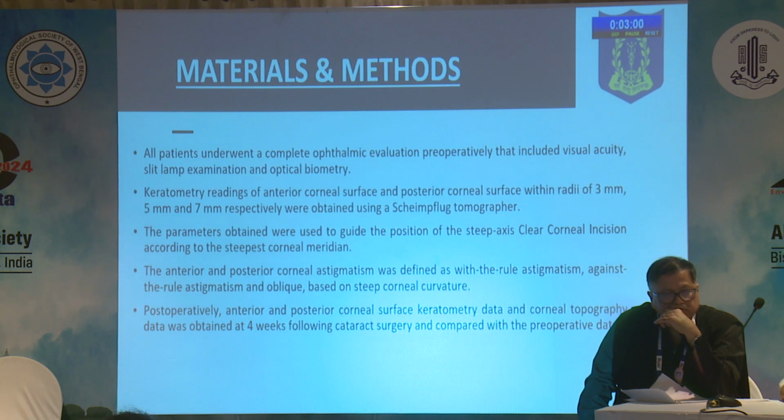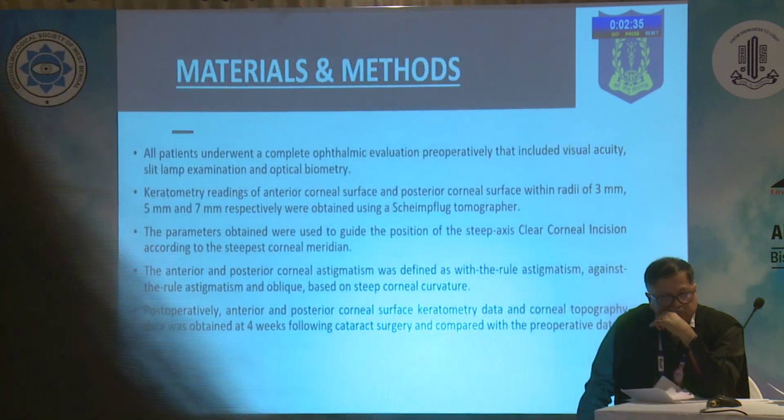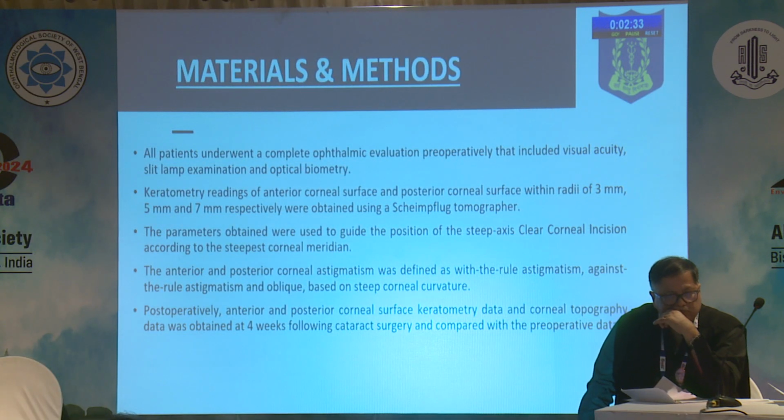The patients underwent complete ocular examination, and the keratometry was evaluated on the anterior as well as focal posterior corneal surface at 3 mm, 5 mm, and 7 mm respectively. The parameters were subsequently used to guide the steep axis phacoemulsification. The anterior and posterior corneal astigmatism were defined as with the rule, against the rule, and oblique based on the steep corneal curvature. Post-operatively, the patients were followed up, and after 1 month the data was taken into consideration.